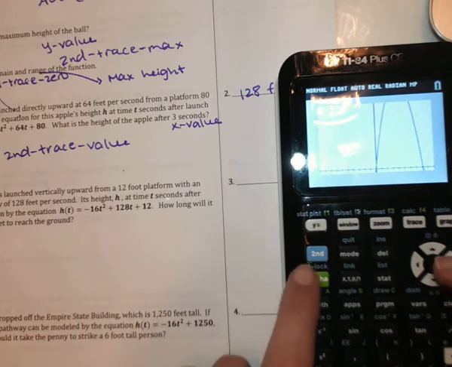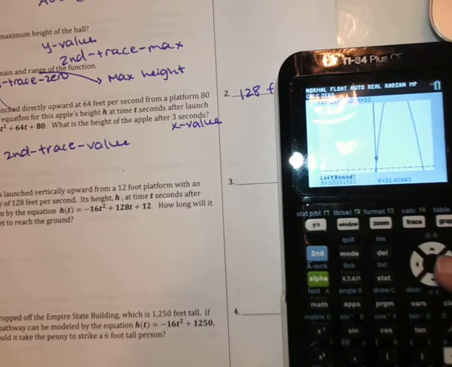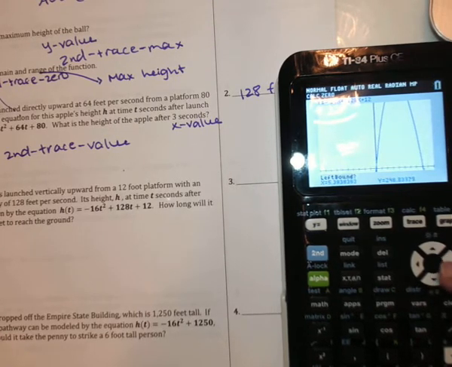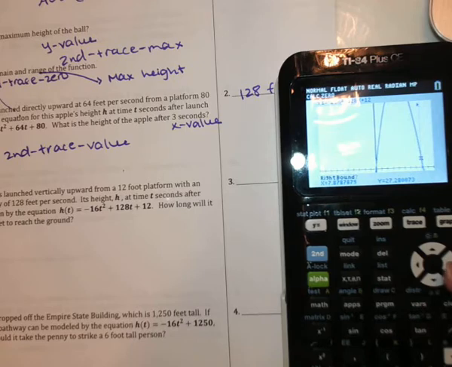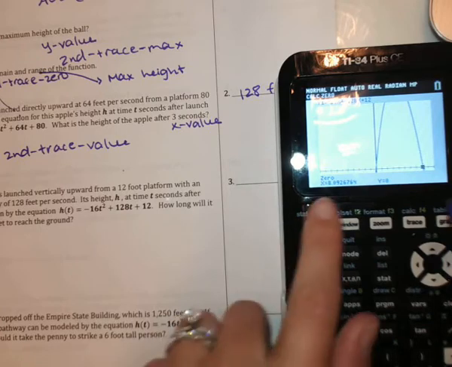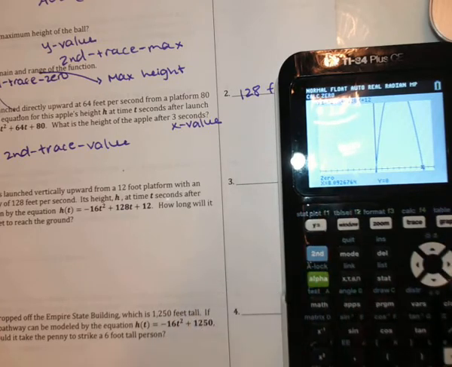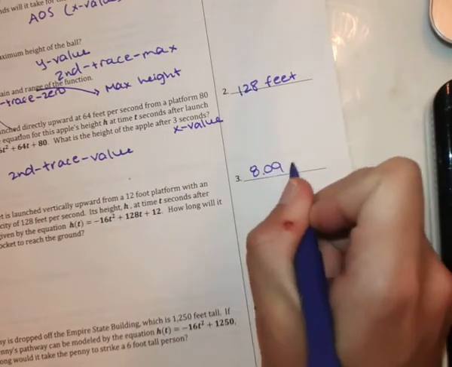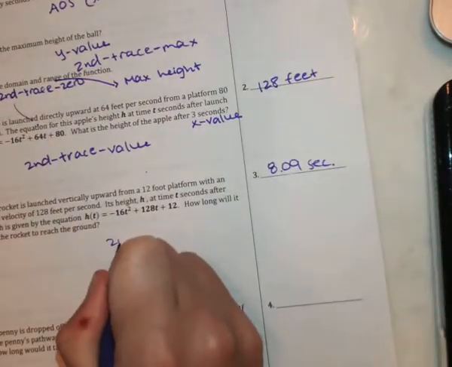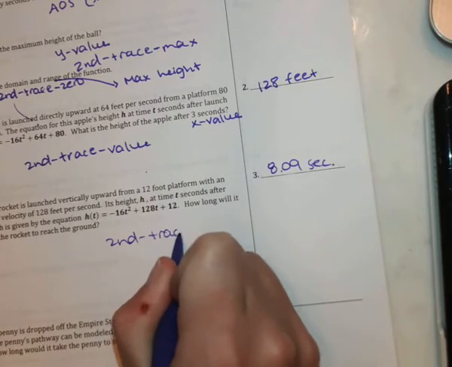So again, we're going to press second trace 0 for this one and use our cursor. Get all the way to the right-hand side. Remember, zeros are where it crosses the x-axis. Left bound is going to be right above the x-axis. Enter. Scroll down. Right bound, I'm right below it. Enter. Guess. So it hits the ground at 8.09 seconds. Second trace 0.